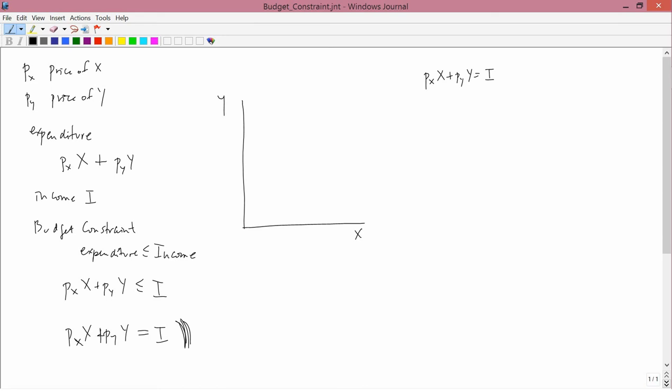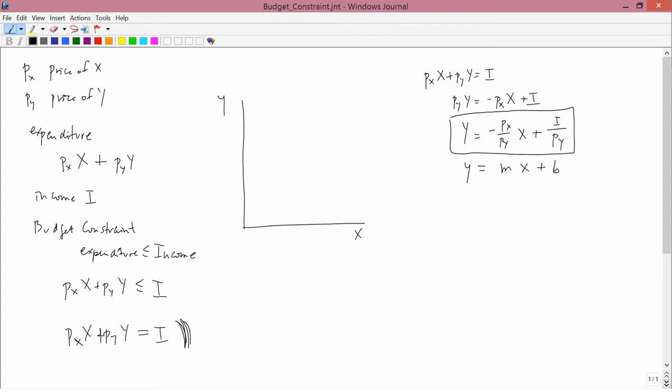Subtract px(x) from both sides. Okay, so that's what you get when you subtract px(x) from both sides. Divide both sides by py. And you get the equation for the budget constraint in the standard form y equals mx plus b, where m is the slope. And so you can see that this term is going to be the slope of the budget constraint.